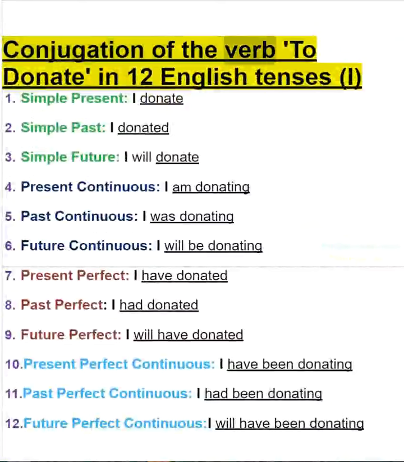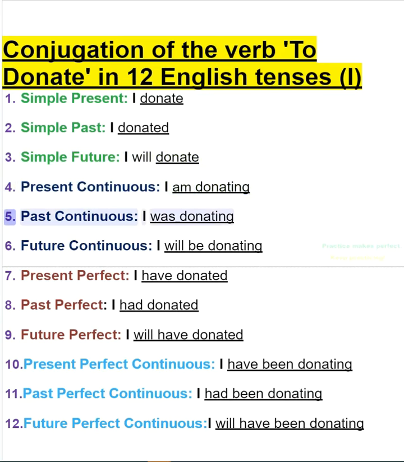Conjugation of the verb to donate in 12 English tenses. I. 1. Simple present, I donate. 2. Simple past, I donated. 3. Simple future, I will donate. 4. Present continuous, I am donating.